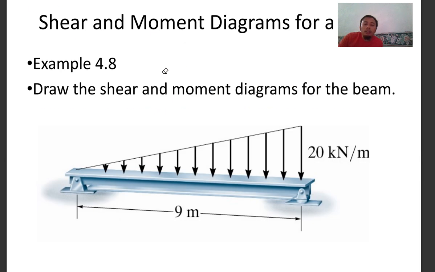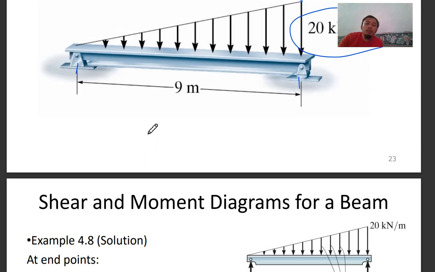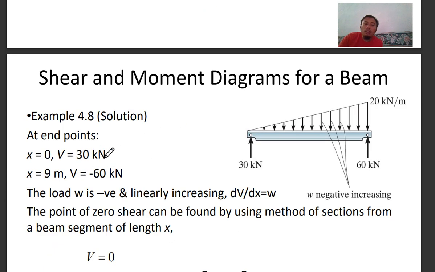Let's see the example here. This is your shear and moment diagram for the beam. You have a pin and roller and a triangular distributed load of 20 kilonewton per meter at the peak. You have a 9 meter long beam. At the endpoint x equal to 0, V is equal to 30, and at distance 9 meters, at the end of the beam, your shear will be negative 90.